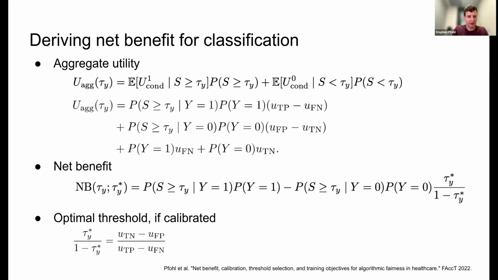The details aren't super important, but the main intuition is that we can divide through by U_TP minus U_FN and then subtract off some constants, and then we get this net benefit. You can see that this is just a weighted combination of sensitivity and specificity, with weighting that depends on the outcome prevalence and this optimal threshold, which you can think of not so much as a threshold, more so than a statement of the assumed preferences for different types of model errors.